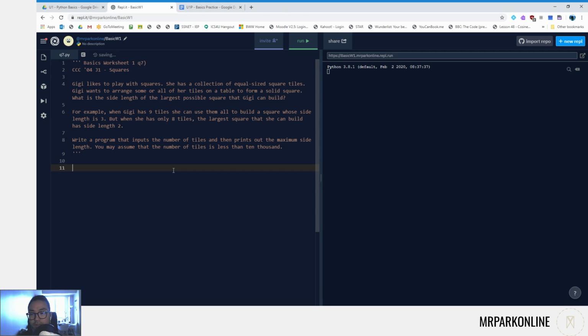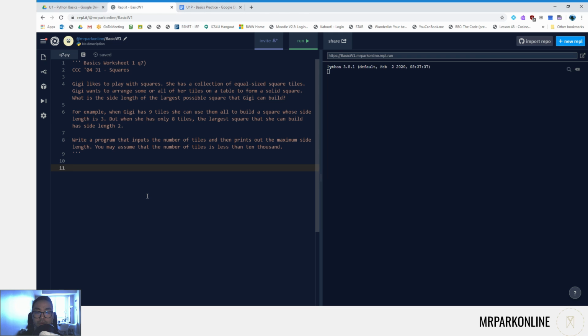We're going to cover the 2004 Junior 1 question from the Canadian Computing Competition called Squares. Basically, what we're trying to do is write a program that takes the number of tiles and prints out the maximum side length that we can have when we have a collection of equal sized square tiles, arranged to form a solid square. That maximum side length is what we're going to try to find out.